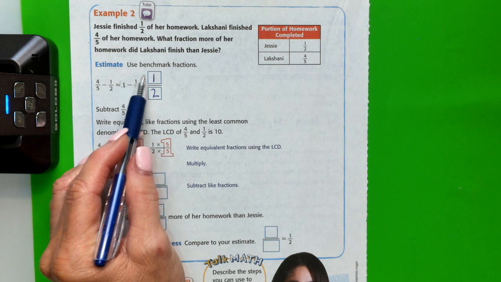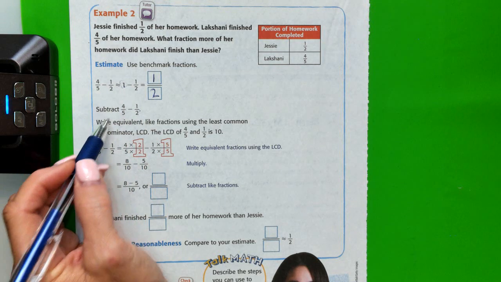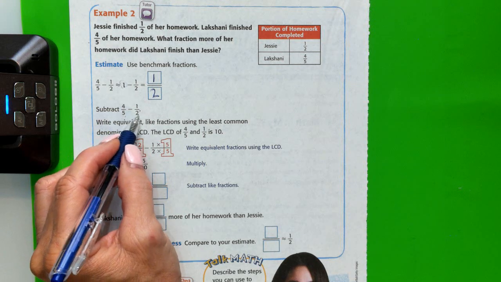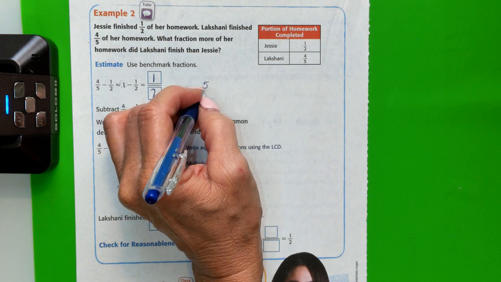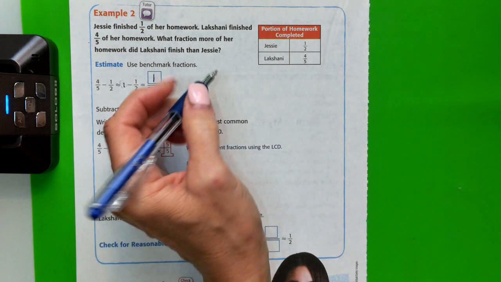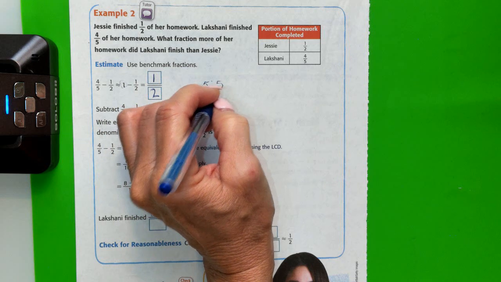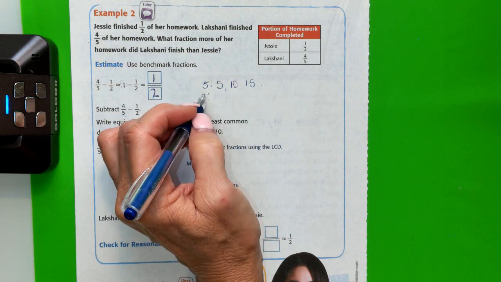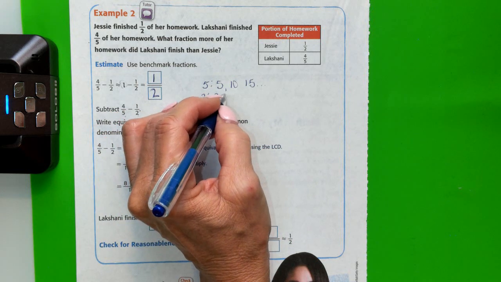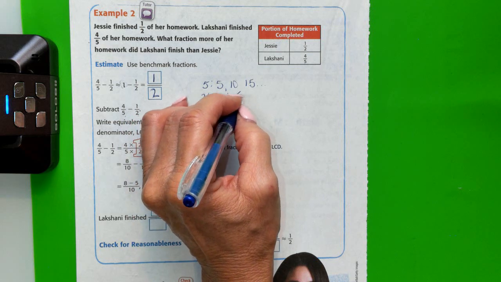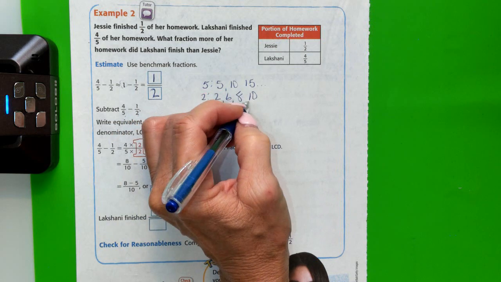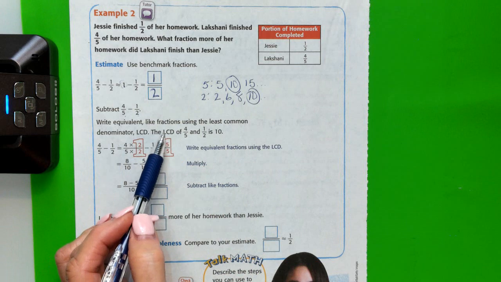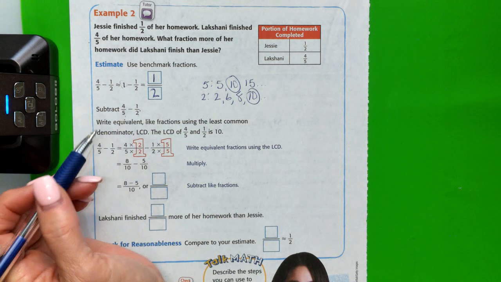So we're going to subtract. Now let's check. So this is our estimate, right? Now we're going to subtract 1/2 from 4/5. And we clearly don't have a common denominator. So 5, 2. Let's list some multiples. 5 times 1 is 5. 5 times 2 is 10. 5 times 3 is 15. Let's stop there. 2 times 1 is 2. 2 times 3 is 6. 2 times 4 is 8. 2 times 5 is 10. Bingo! See it? There we go. There is our least common denominator for these two fractions.